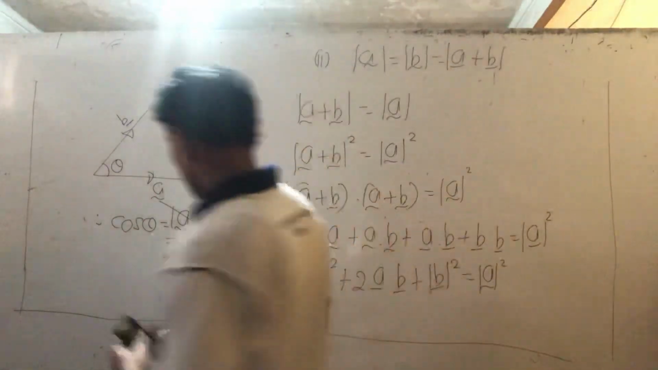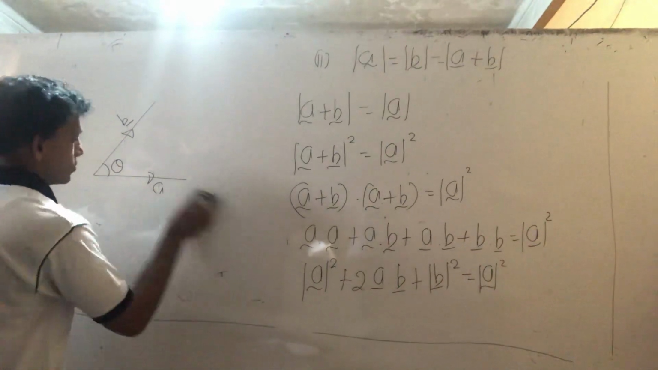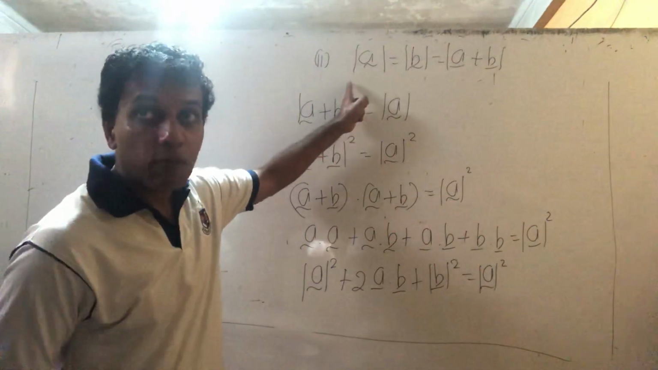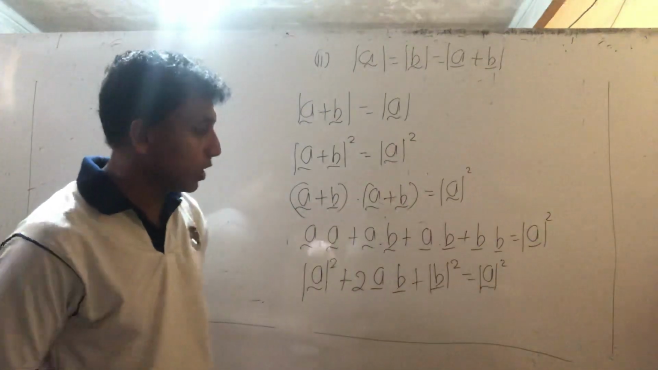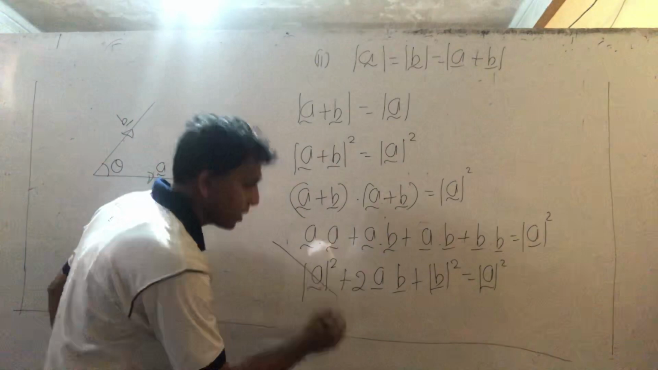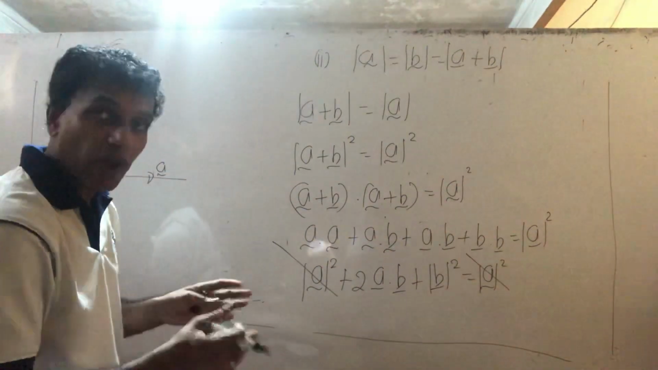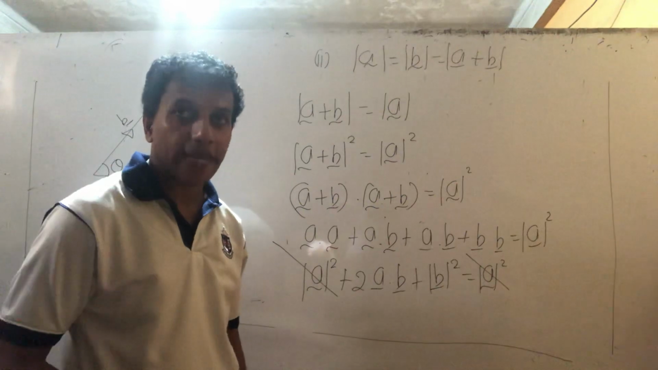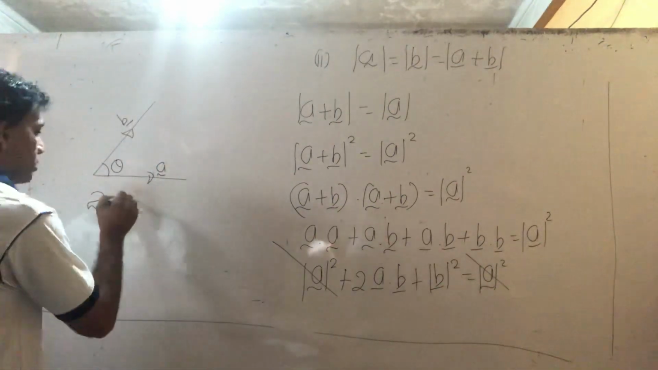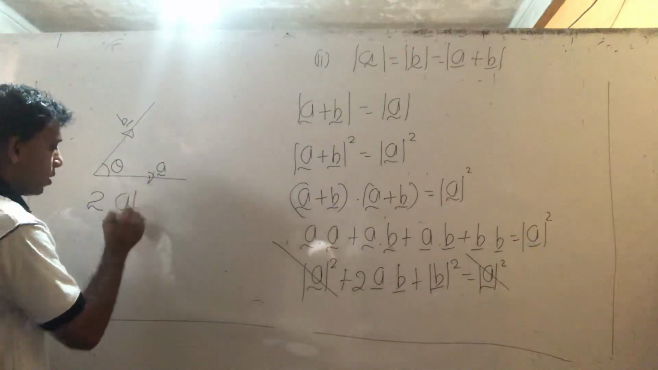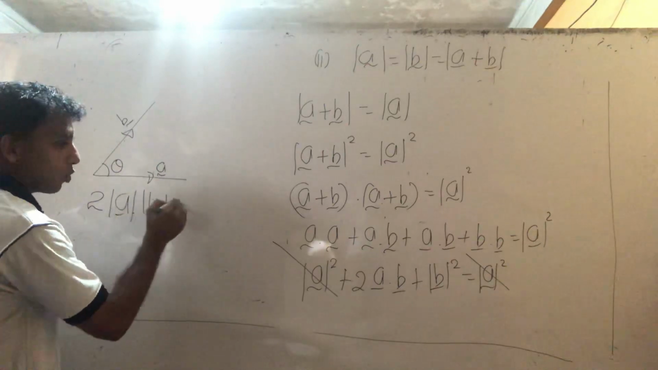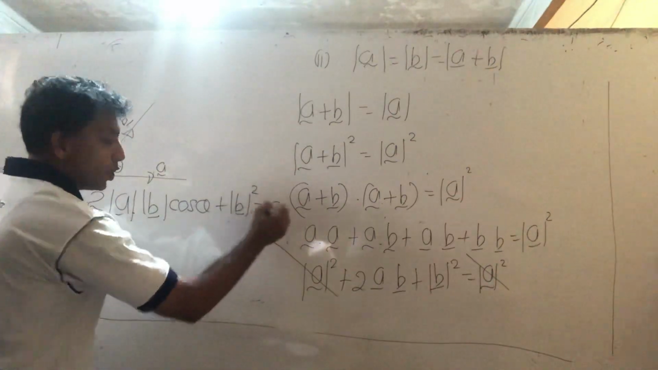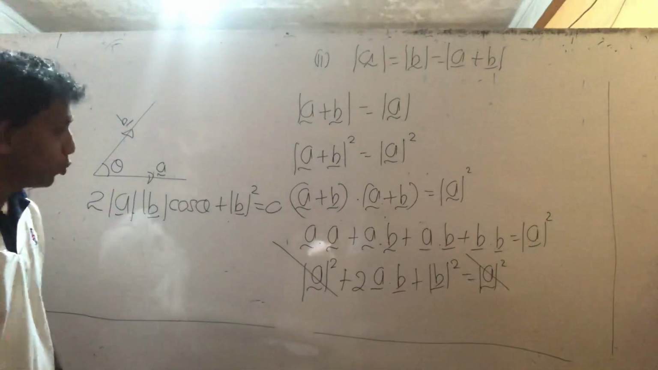So what? Here vector A modulus equals vector B, also A plus B. So A and B moduli are equal. Therefore in this case I can cut this way. Mod A is the same, cancel. So the number values cancel. The remaining part, 2, what is A dot B? That is the definition of scalar product, mod A mod B cos theta. Then only we can find the angle theta here. Mod vector A, mod vector B cos theta plus mod B square equals 0.